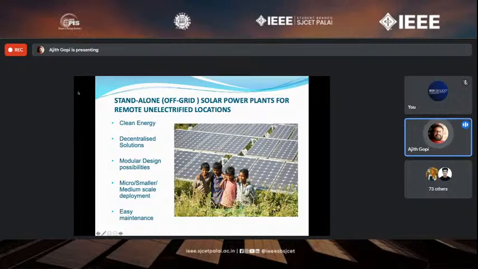You can install these systems in a very short time. It's clean. You can have a decentralized solution. You can have modular design possibilities, smaller deployment possible, and easy maintenance. So these are wonderful systems which we can install within a very short gestation. Clean energy, of course. So we will be contributing to SDG 7, the Seventh Sustainable Development Goal. Isn't it interesting?